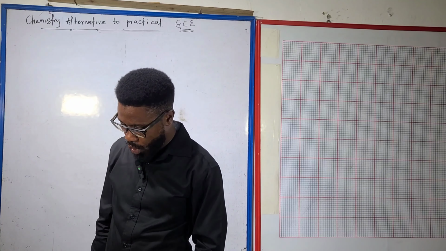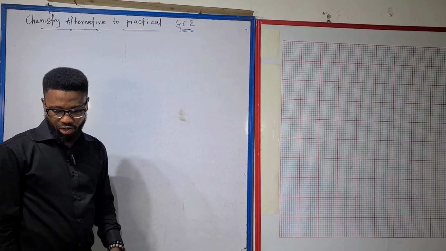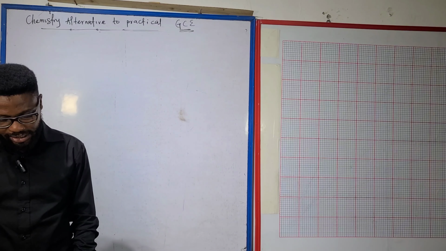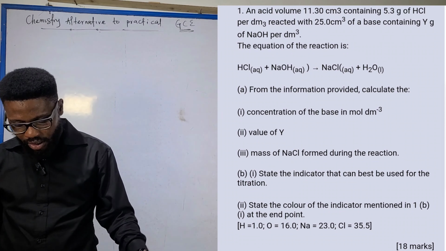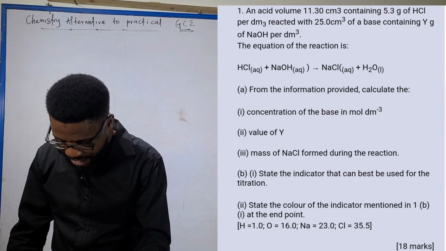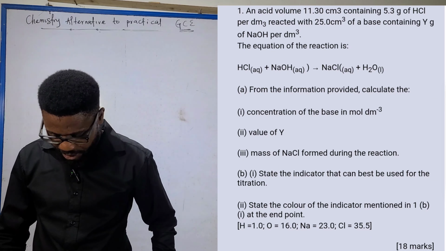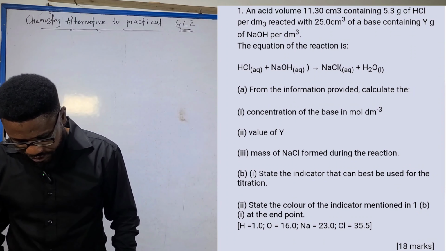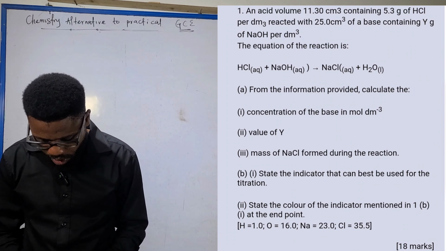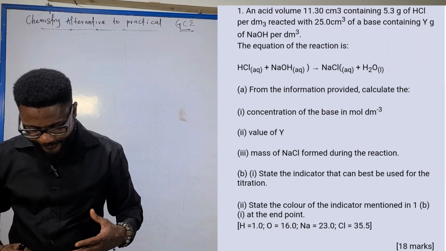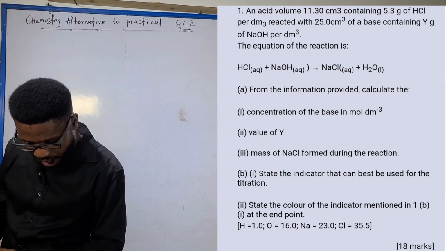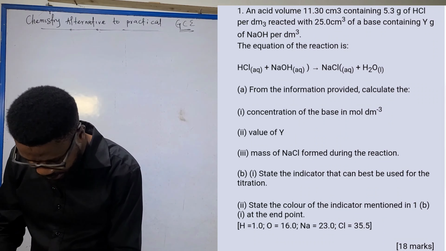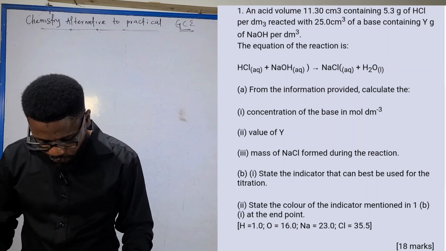We have a probable question for you for the chemistry alternative to practical GCE examination. As you can see displayed on your screen, it is a titration question. An acid of volume 11.30 cm cube containing 5.3 gram of HCl per dm cube. In other words, we've been given the mass concentration of the HCl, 5.3 gram per dm cube, reacted with 25 cm cube of a base containing Y gram of sodium hydroxide.